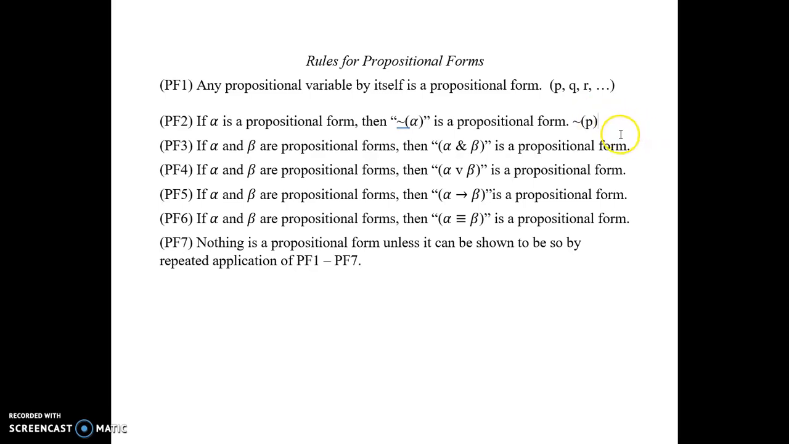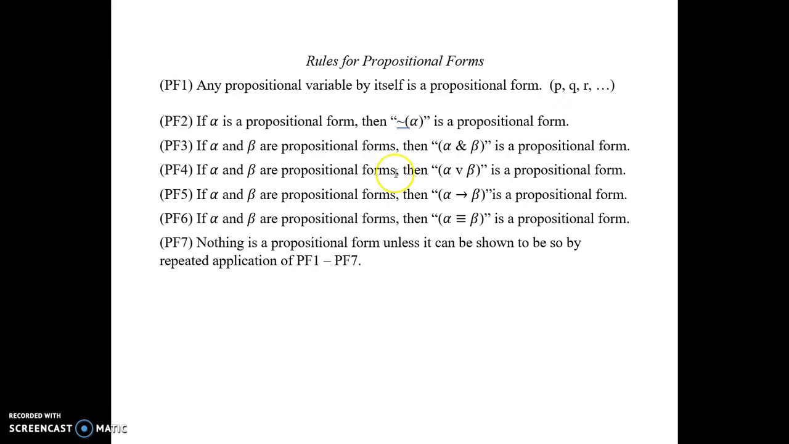In a lot of cases, we're just going to omit parentheses to make things more readable. But if you always follow the rule, you've got the parentheses here, your parentheses will always be used correctly. So technically, it should look like this, but we will accept this just for ease. So that would be a propositional form. Similarly, if you had started with Q, it would look like that. If you had started with R, it would look like that, and so on.